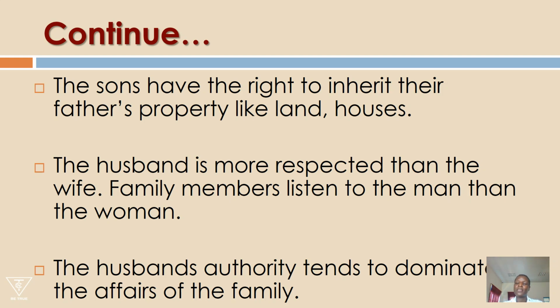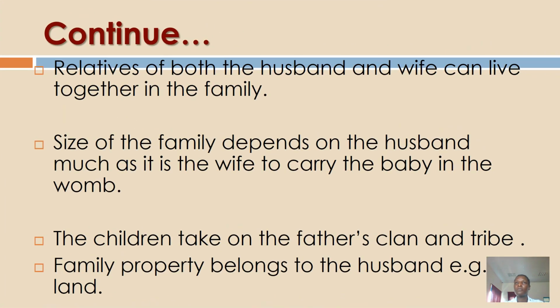Any decision that is to be made in the family is in the line of the husband. If the wife talks, her word will not be taken as seriously as that of the husband. The husband's decisions, like we have said, dominate the family affairs. If the man says ABCD will be done, then it will be done. No objection from the wife. The wife might object, but the husband's decision will still take course. In this kind of family, the relatives of both the husband and the wife can live together in the same family because it is the man who is guiding the home. He decides who will live in the family and who will be out of it.